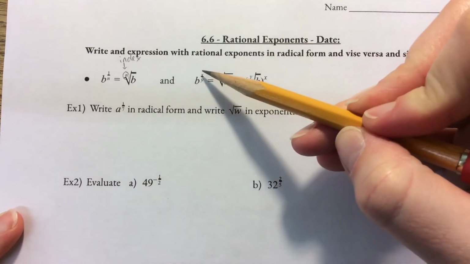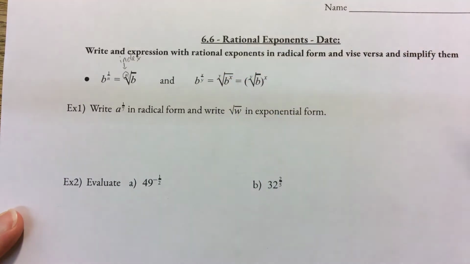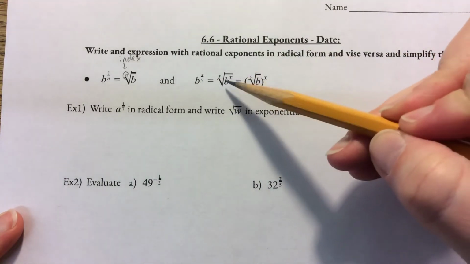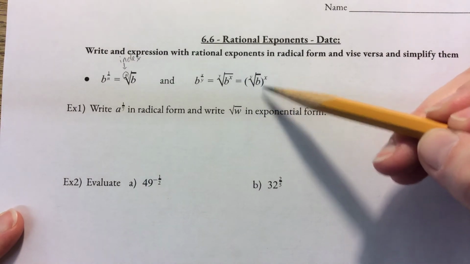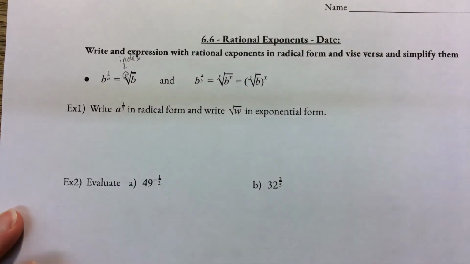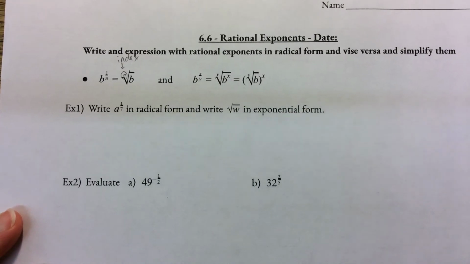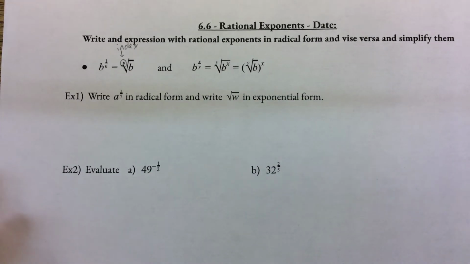So if I had b raised to the x over y power, that's the same thing as the y root of b to the x. Or I could do the y root of b, all raised to the x power. Those all mean the same thing on there. So first example says write a to the 1/7 in radical form.